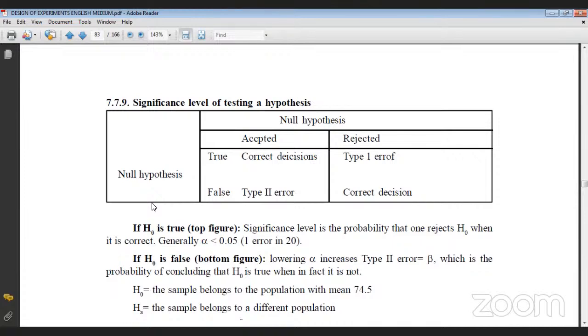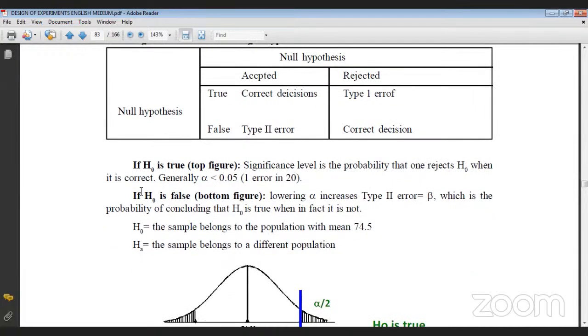H0 is true. The significance level is the probability that H0 is correct. Generally, alpha is less than 0.05. H0 is false, bottom figure. Lowering alpha increases type 2 error. Beta is the probability that we conclude H0 is true when in fact it is not.